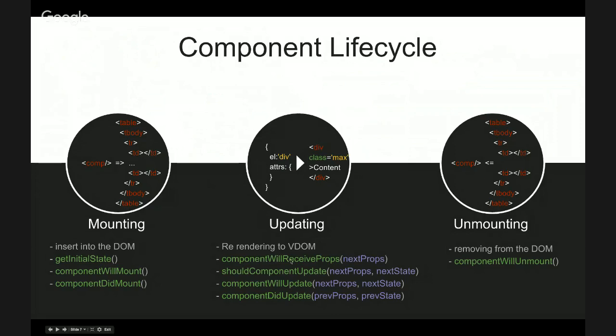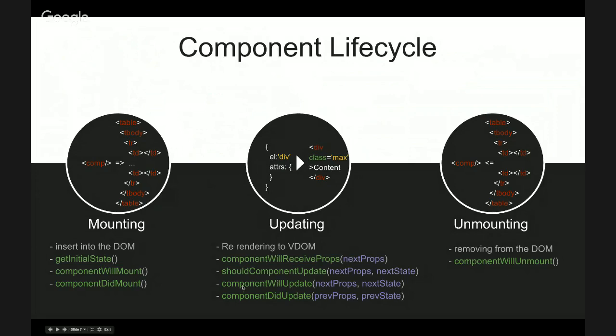Later, for updating, which means every time it gets re-rendered to the virtual DOM, we have componentWillReceiveProps. It means that maybe the parent component is re-rendering and decided to send new props. So this function will be called, and we can decide, depending on the new props, if we're going to modify our own state or not. Later, we have the shouldComponentUpdate function. It's like a hook point that has to return true or false to signal if the component should be re-rendered, depending on the next properties and also on the next state.